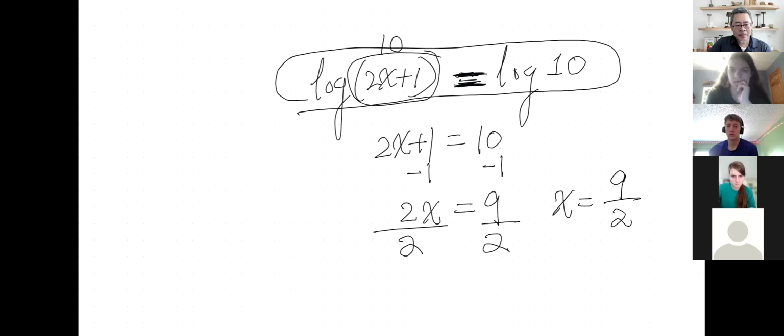Good. So what we did here is change this logarithm equation into a linear equation, and then we solved it. Okay, so let's try log base 3 of (3x - 1) equal to log base 3. That's the key. You have to have the same base.